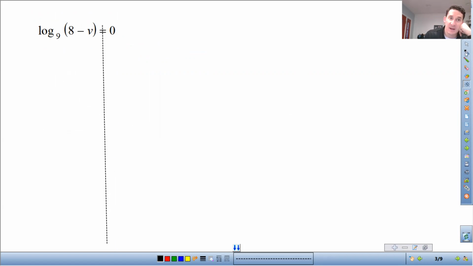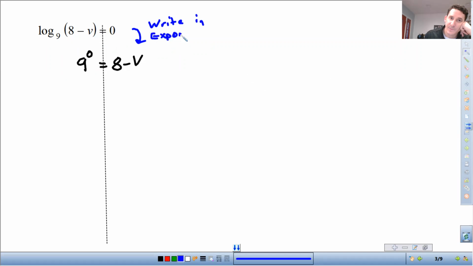We're going to do the same thing. I'm going to write it in exponential form. So the base of the log becomes the base of the exponent. 0 is the exponent. It's equal to 8 minus b. So again, that first step, when you just have the log, just write it in exponential form. So 9 to the 0 power, anything in 0 power is 1, is equal to 8 minus b.